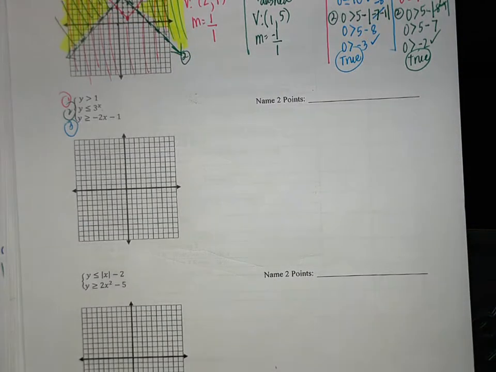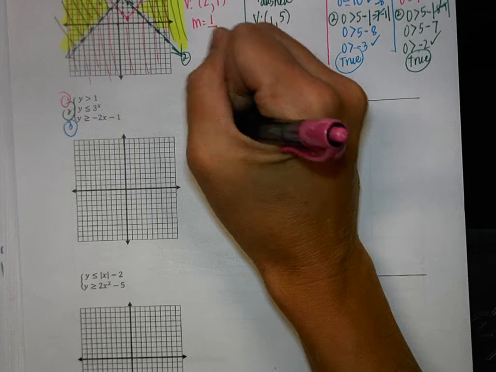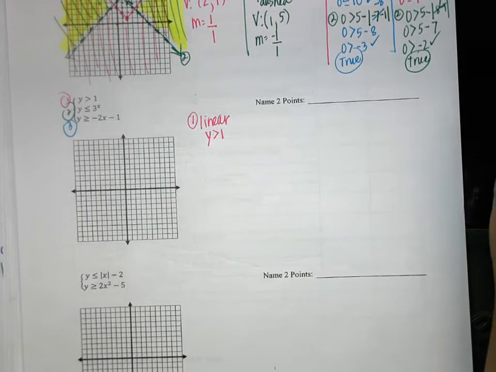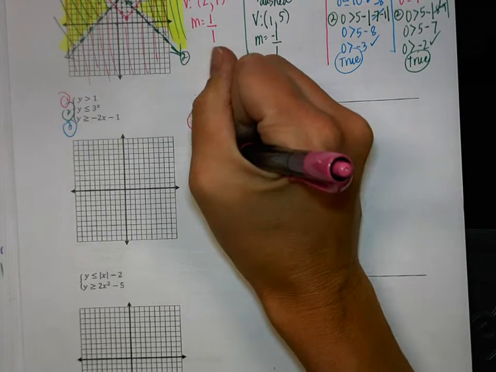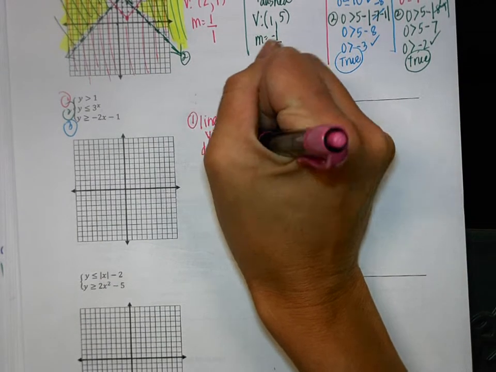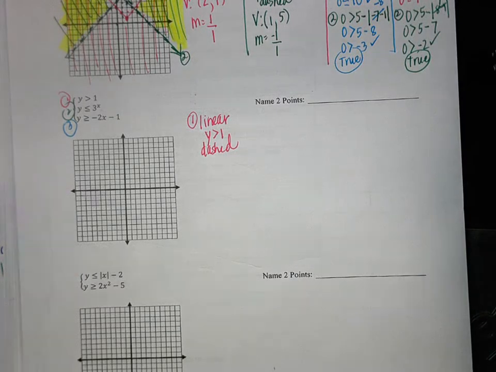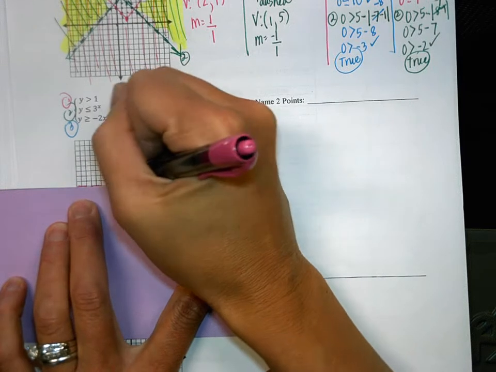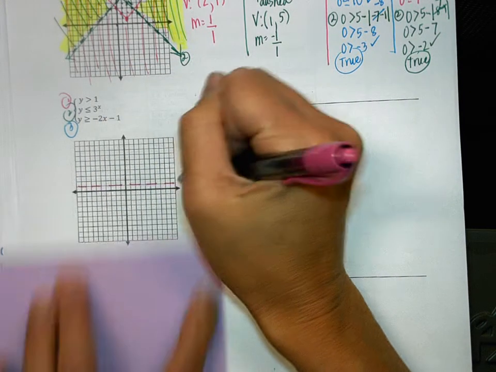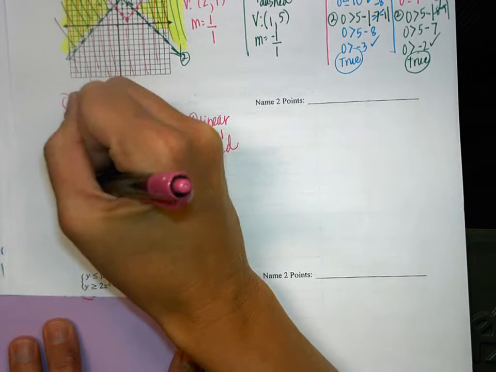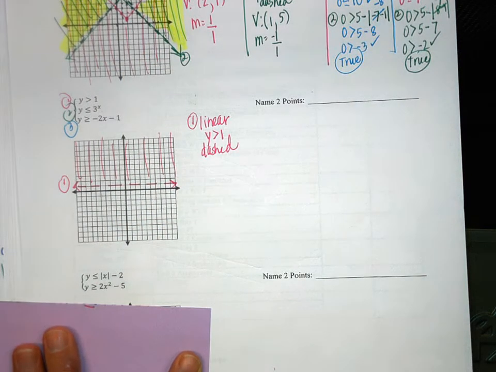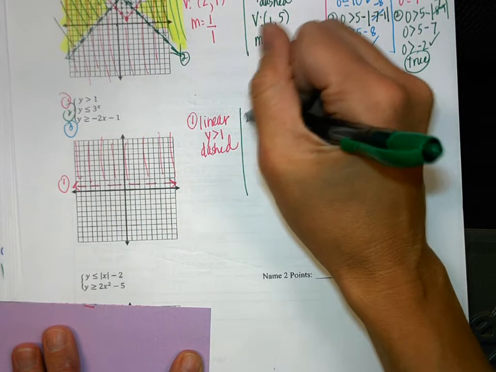Okay, starting with equation 1. Equation 1 is linear. It is y is greater than 1, which means it will be what type of graph? What type of line? It's going to be a dashed line at y equals 1. So y equals 1, going right here, we're going to go ahead and make this a dashed line. You can label that as 1. Greater than, the bigger values, the greater than values shade up. Okay. Equation 2. 2 is exponential.